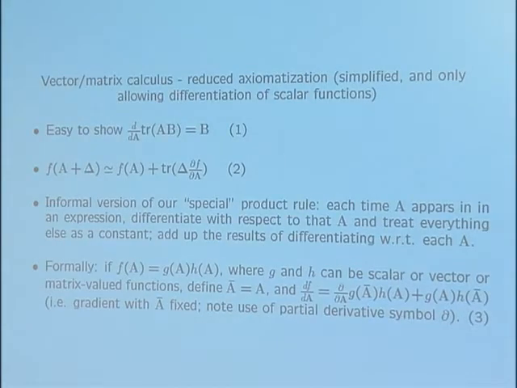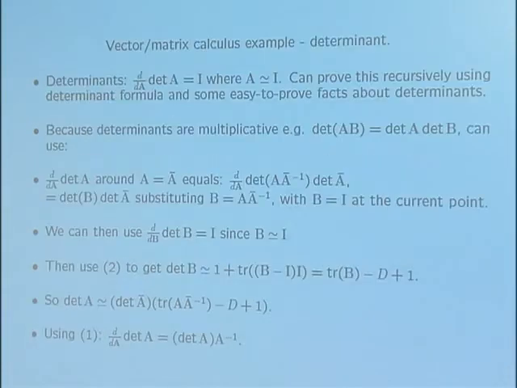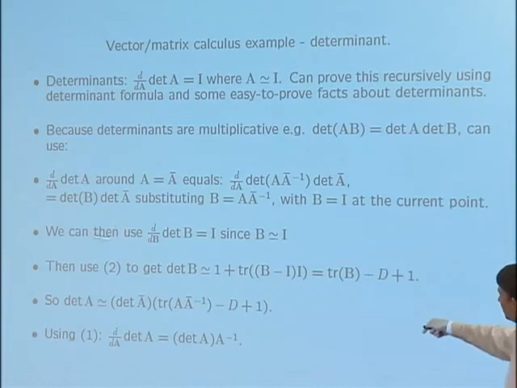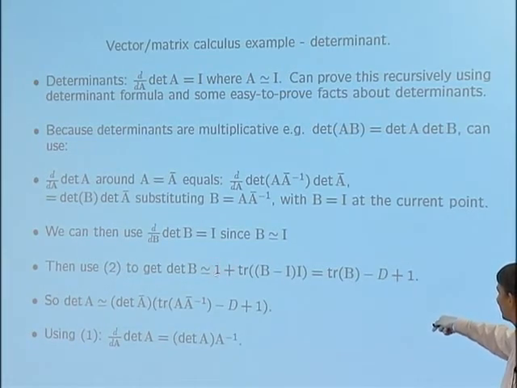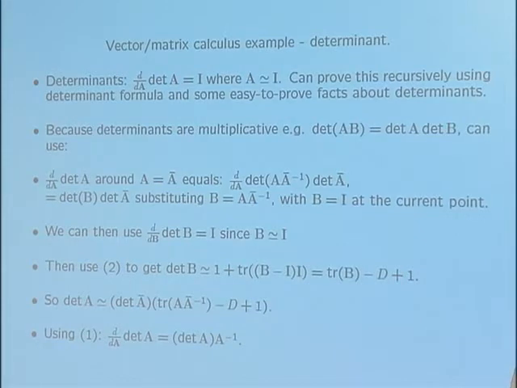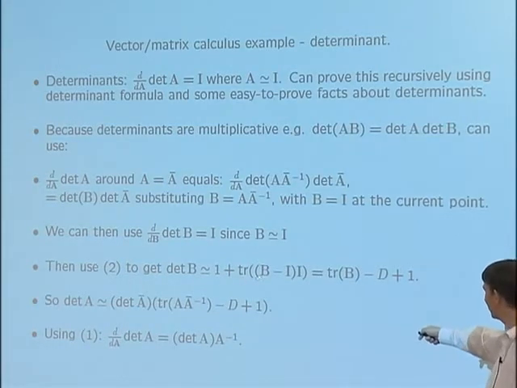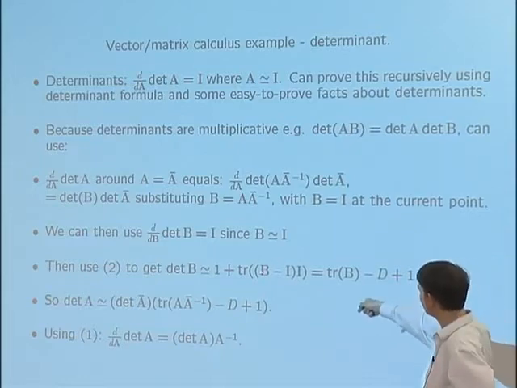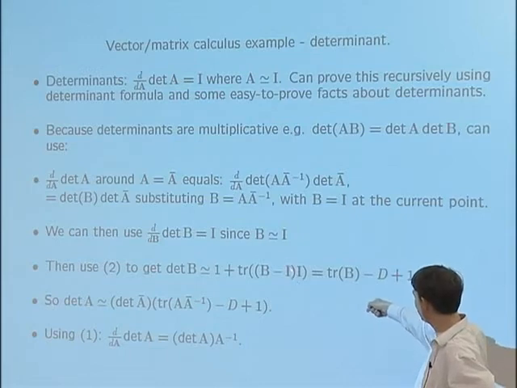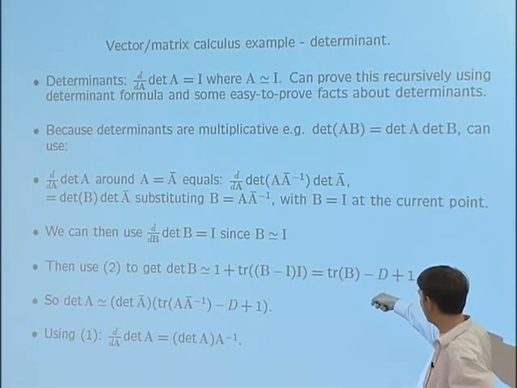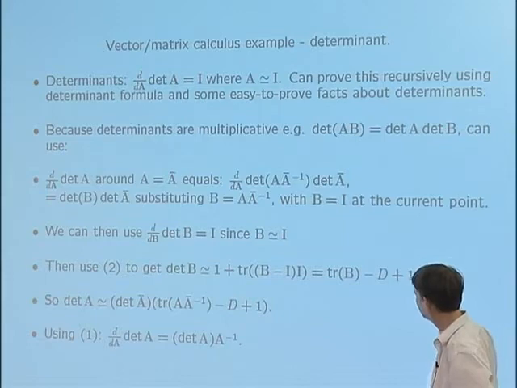Rule 2 says a linear approximation to f of a plus delta is f of a, obviously, plus the trace of this product. So let's go back. We use 2 to get determinant of B. Now 1 is like the determinant of the unit matrix. This is just like the constant term. And this is the delta, the difference between something and the original value. And this is the gradient. And we can, let me see.